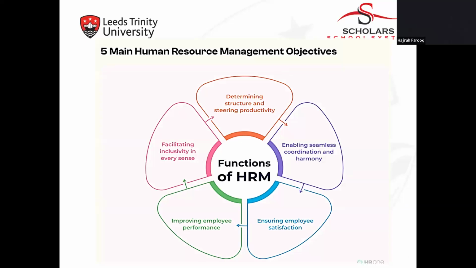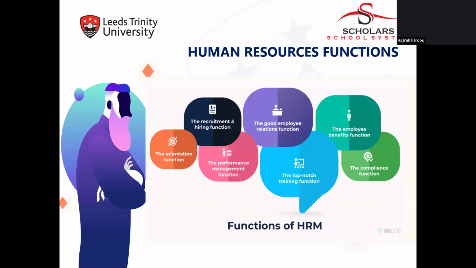Then we discussed the 5 main human resource management objectives or the functions of HRM. The first one is determining structure and steering productivity, then enabling seamless coordination and harmony, then ensuring employee satisfaction, improving employee performance, and lastly, facilitating inclusivity in every sense.